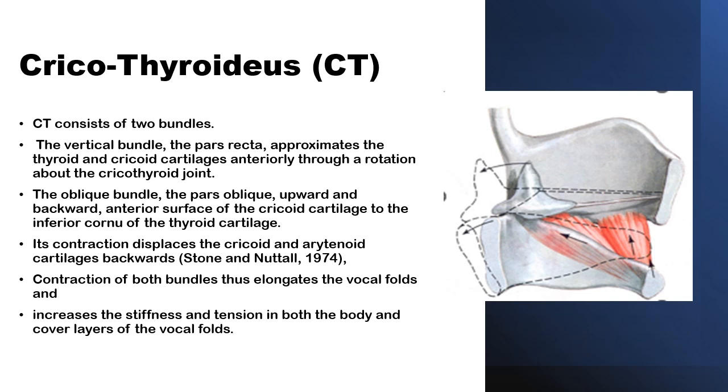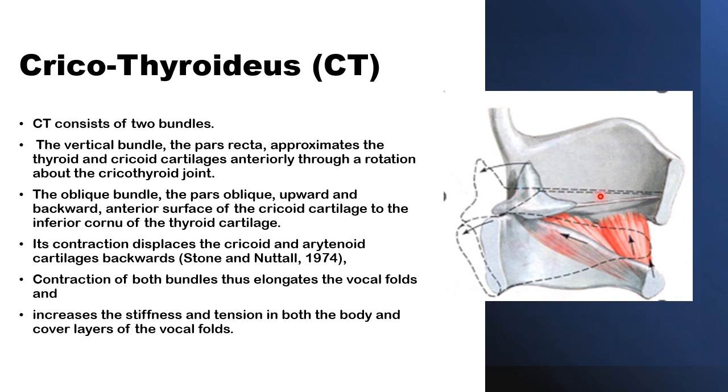Moving now to the cricothyroideus muscle. The cricothyroideus is formed of two bundles. The vertical bundle, the pars recta, approximates the cricoid and the thyroid cartilage by rotation of the cricothyroid joint. The oblique bundle, the pars obliqua, with fibers running upwards and backwards, on activation displaces the cricoid cartilage, and on top of it the arytenoid, backwards in relation to the thyroid cartilage.